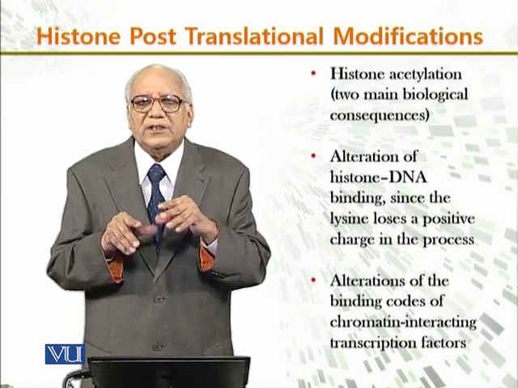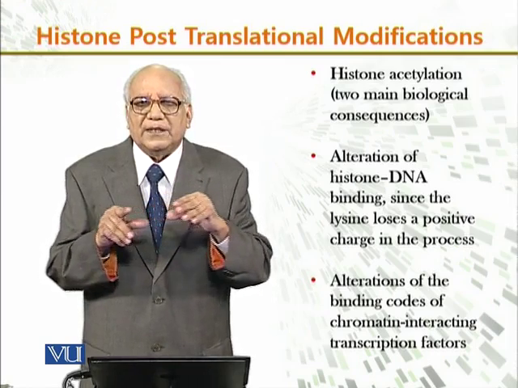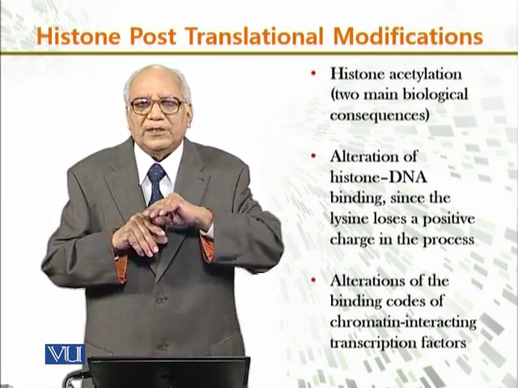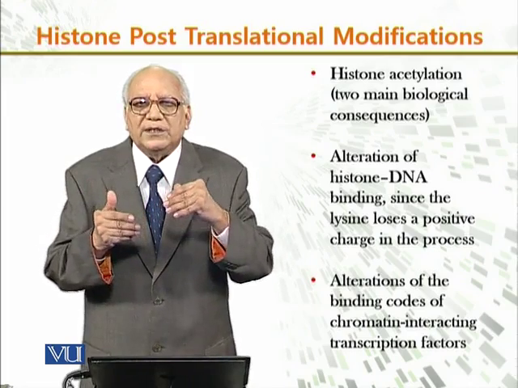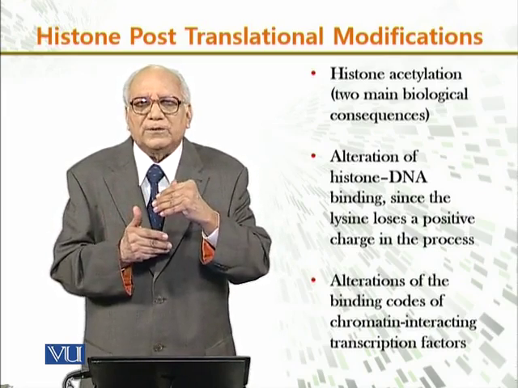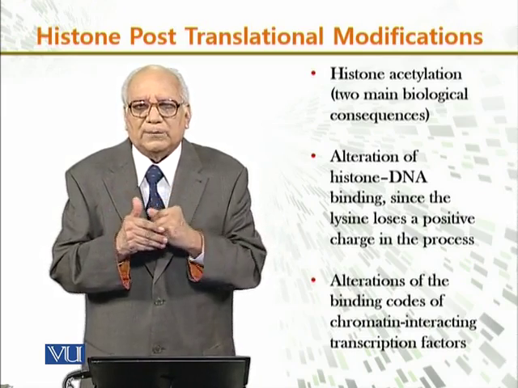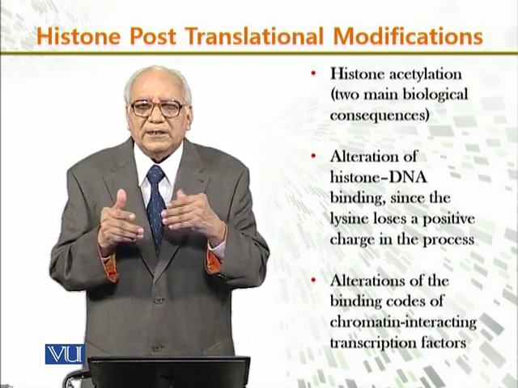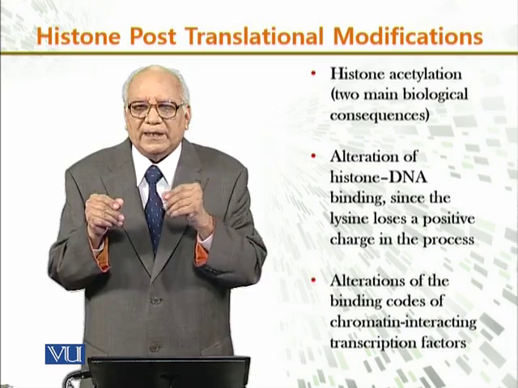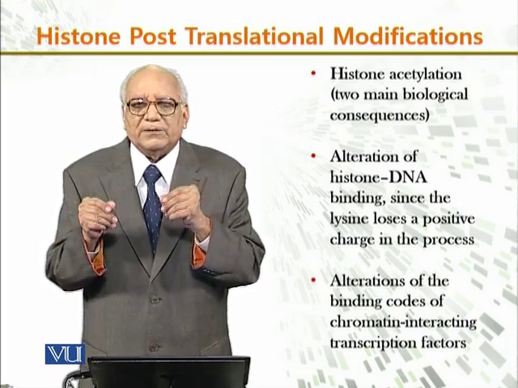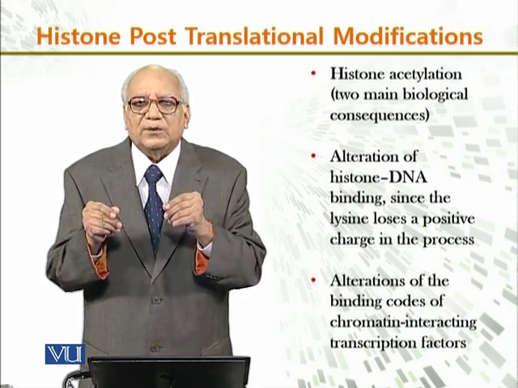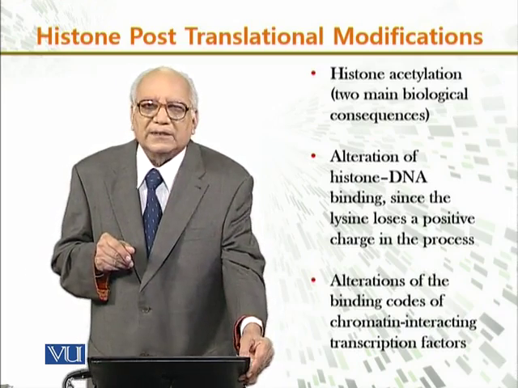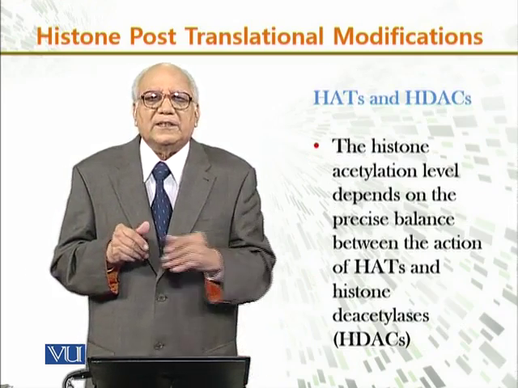इसमें क्या होता है कि लाइसिन की जो टेल है, लाइसिन का जो रेजिड्यूज है उसमें ऑल्ट्रेशन हो जाती है एंड इट लूजेज ए पॉजिटिव चार्ज. उसके ऊपर जो प्लस चार्ज होता है वो ख़त्म हो जाता है. Alteration of the binding codes of chromatin interacting transcription factors is also affected. That is the consequence of histone acetylation.